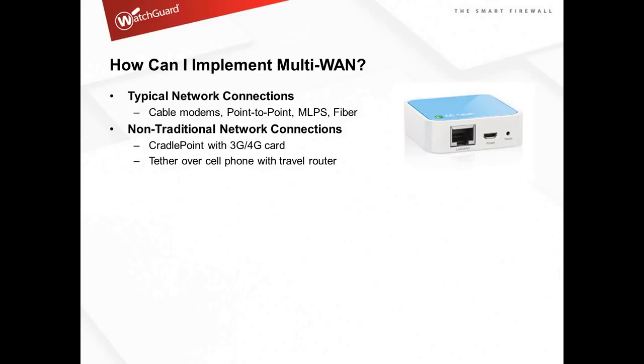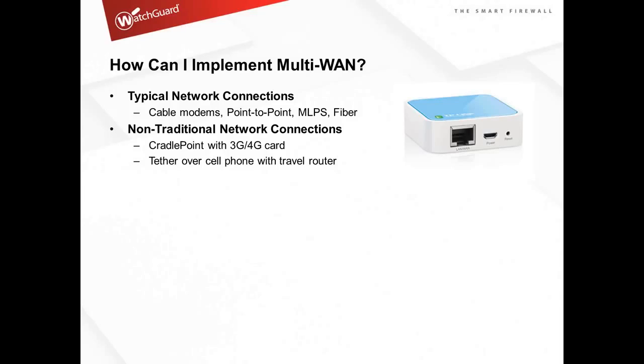So I guess the number one question that you might have is, I just got off this webinar with Johan. It was great. I can see the use case scenario. But how can I go ahead and implement multi-WAN? So again, you can use some of the typical network connections. Maybe you have a point-to-point today. Maybe you want to go out and get a cable modem or fiber, or maybe it's MPLS. And I just noticed I had a spelling mistake there. And then maybe you want to tie in non-traditional network connections.